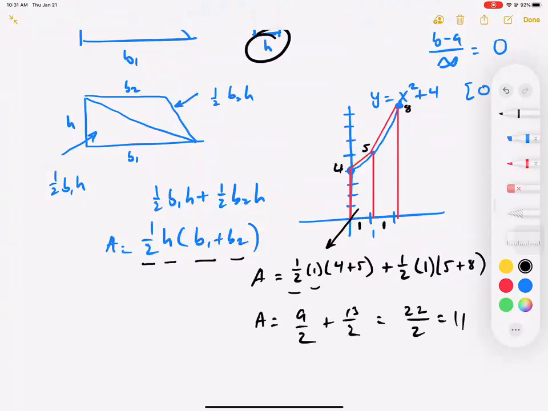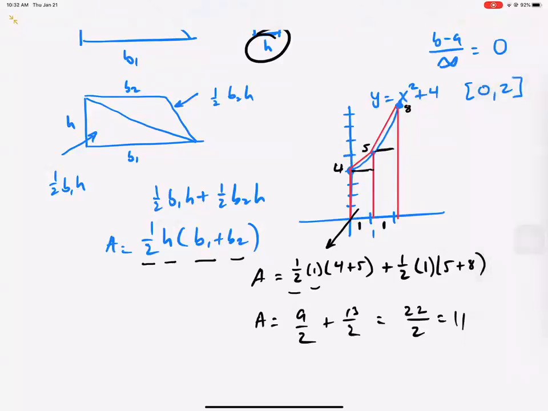Right, so that's an approximation. If we did the left rectangular LRAM, this would have been 4 times 1 is 4, 5 times 1 is 5. We would have had an under approximation. So if we did LRAM, let me erase that just so you guys can see that.